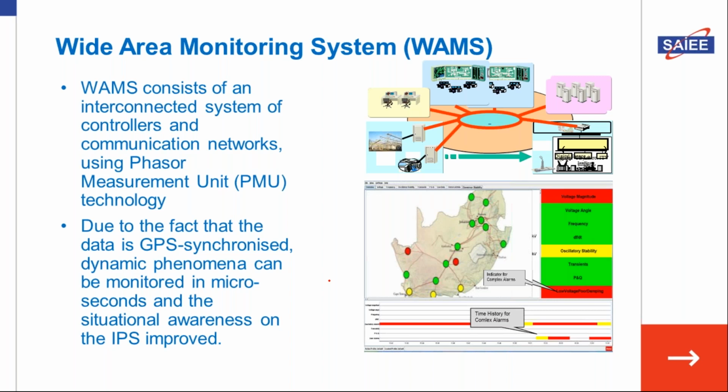kind of situation, you might think that you're okay, but the dynamics that you have to pick up you can only pick up with the wide area monitoring system, because your SCADA system doesn't have a high sampling rate and cannot pick this up. This is in microseconds, and you are able to pick up and observe the situational awareness of the IPS.